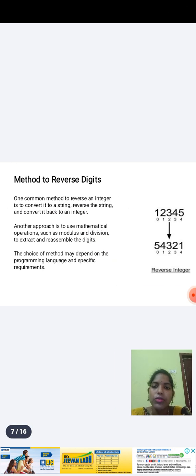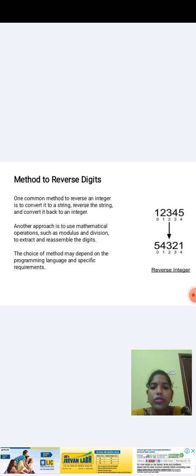Next, methods to reverse digits. So here are some methods to reverse the digits. One common method is to convert the integer into a string, reverse the string, and convert it back to an integer. So here we take one example, 1, 2, 3, 4, 5. Applying the reversal, the digits become 5, 4, 3, 2, 1.